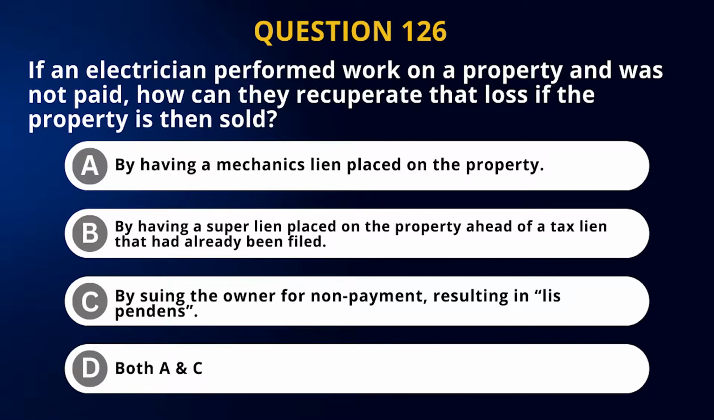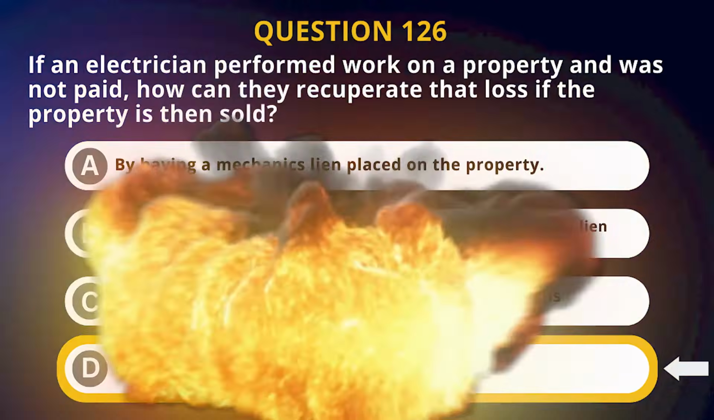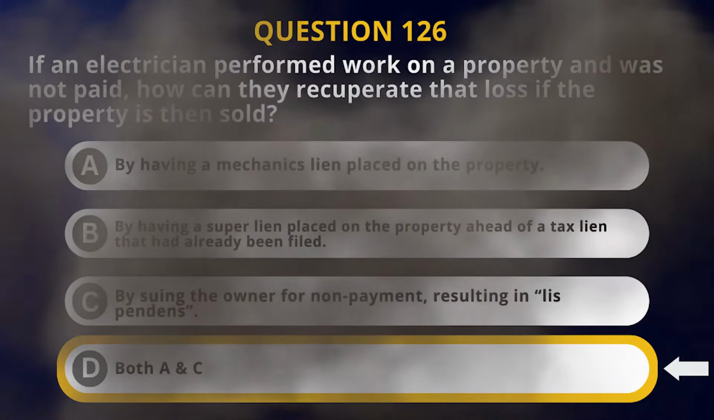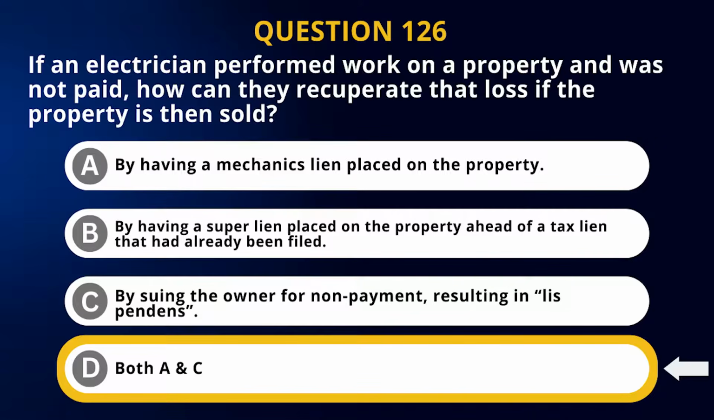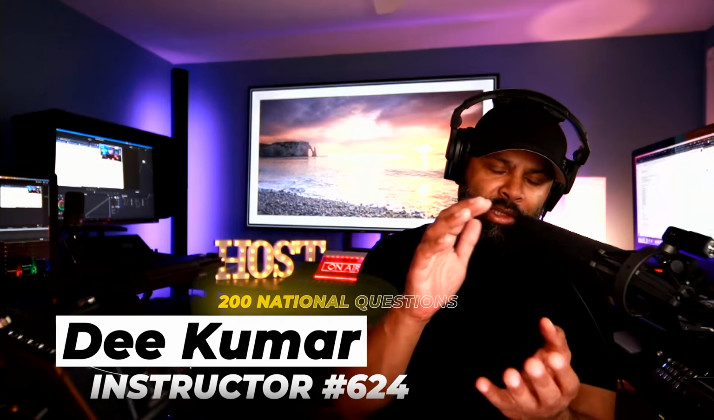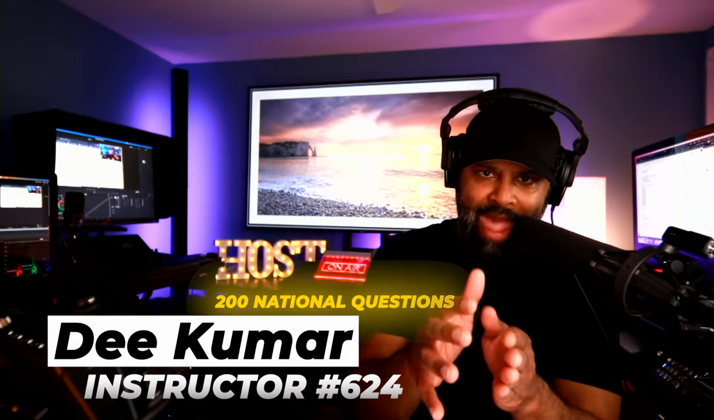And the answer? Letter D, both A and C. So letter A here is having a mechanic's lien placed on the property, and letter C is by suing the owner for non-payment, resulting in a lis pendens. A lis pendens is Latin for litigation pending. And that sort of puts a placeholder in time so that when the judge hears the case ultimately, they can backdate the mechanic's lien to the day of the filing of the lis pendens.